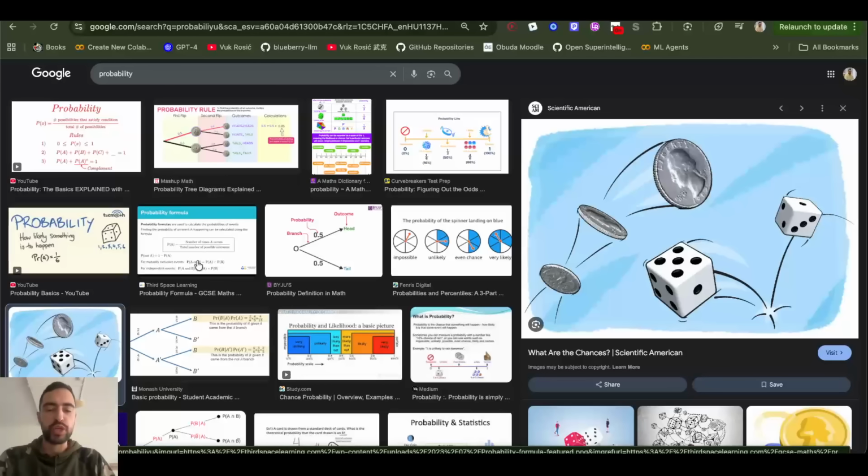Lastly, let's learn about probability. This is extremely important. It's used in large language models, reinforcement learning, computer vision, natural language processing, everywhere.